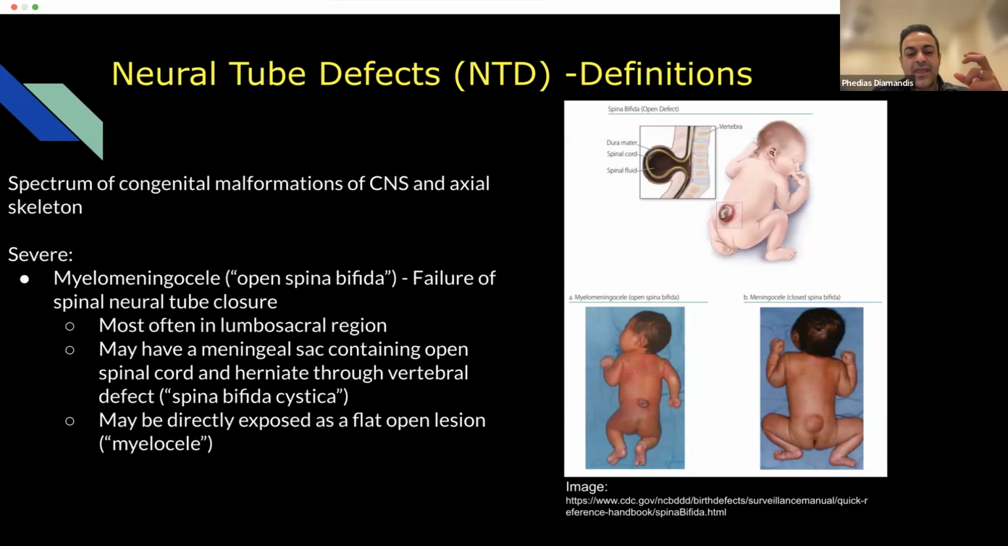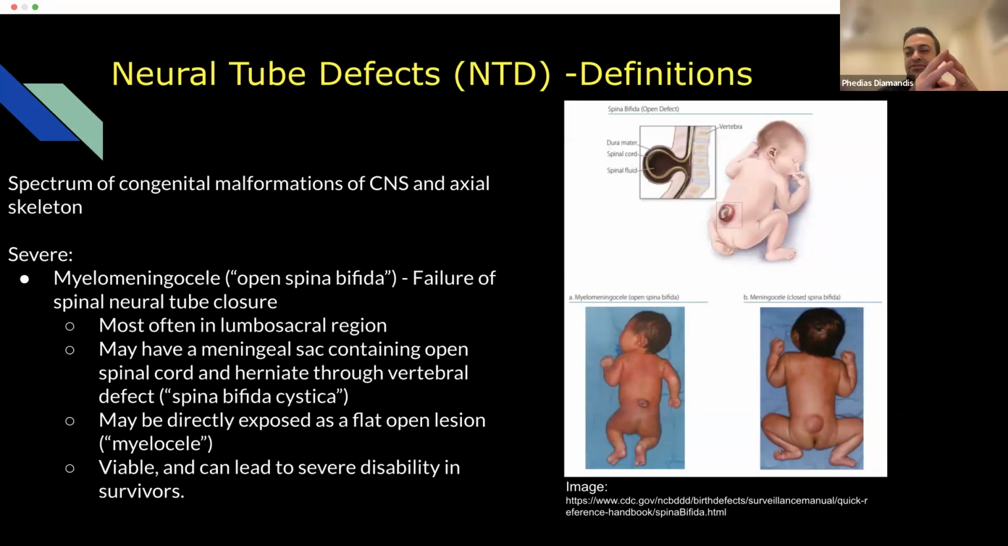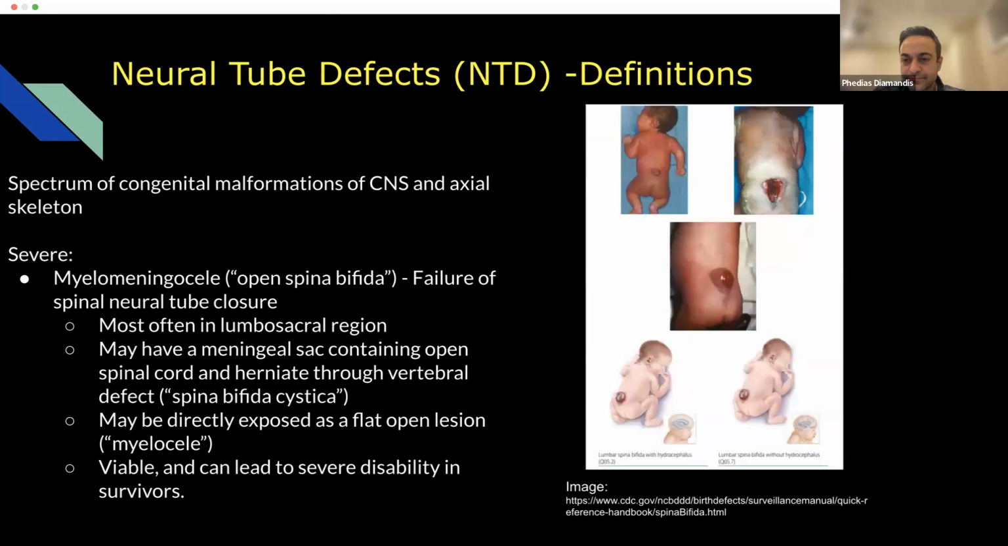But there's also a more open defect called the myelocele, where you will have an open, flat, exposed neural tube without the cystic component. These are viable. The brain forms normally, but there is severe disability that can occur in survivors because of the compromised spinal cord, especially at lower levels than the defect.